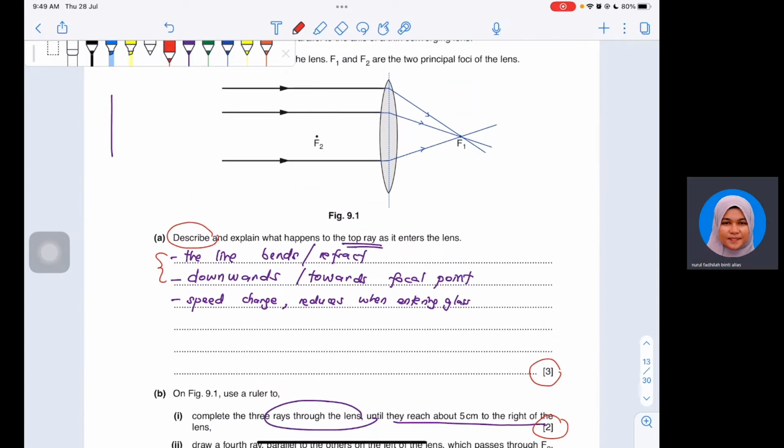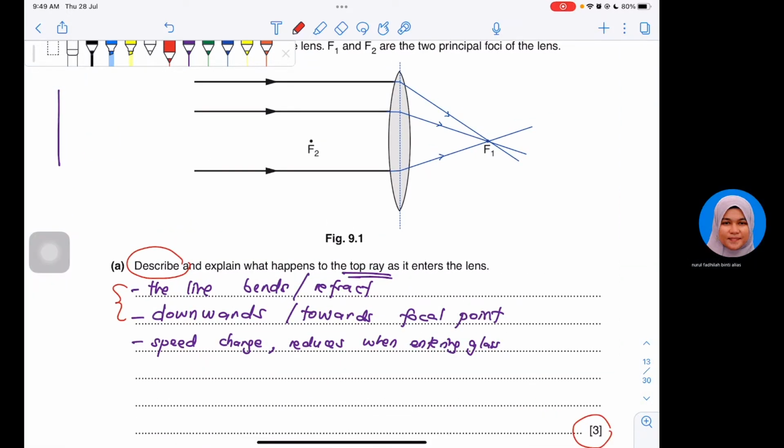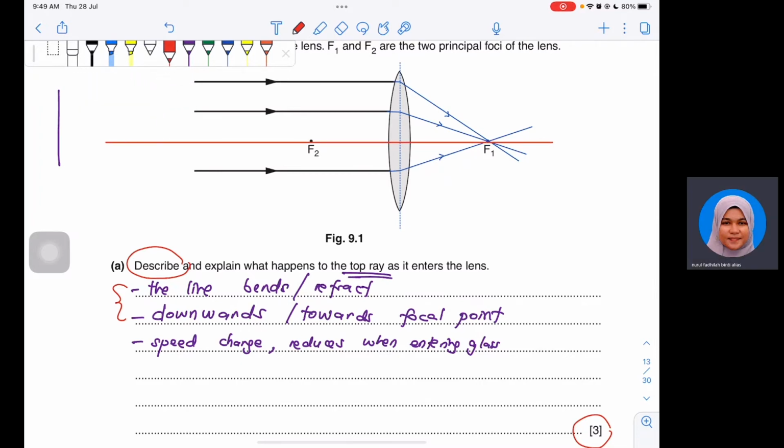So ini sebenarnya dia nak kita draw this is what we call as principal line, principal axis. Ini pun samalah principal juga ni. Cuma satu vertical, satu horizontal.